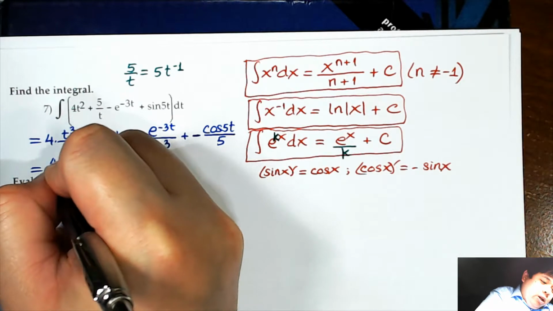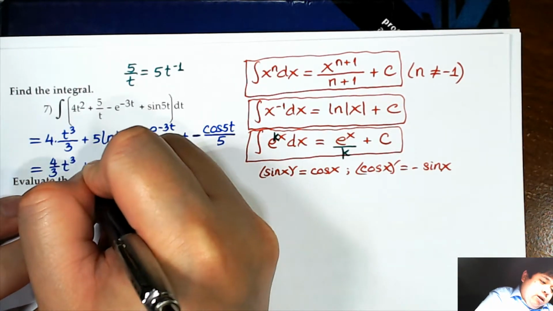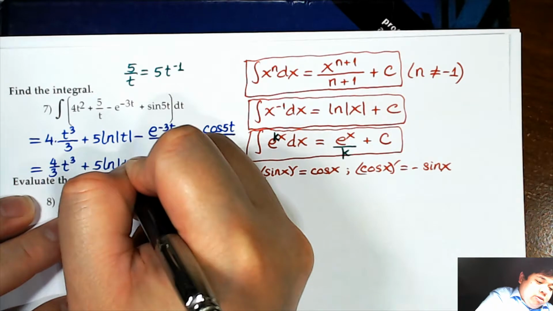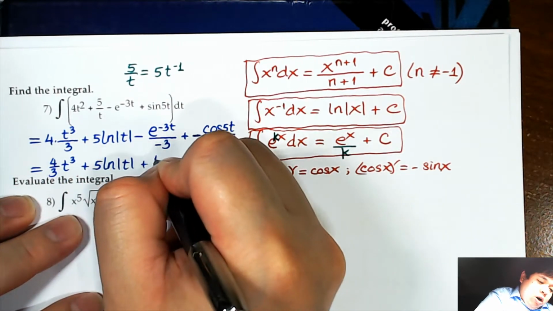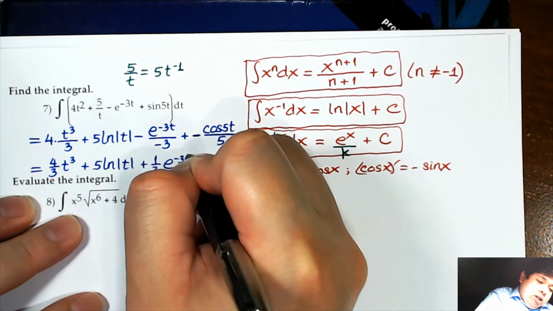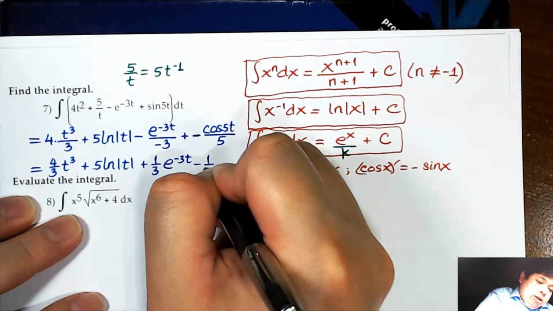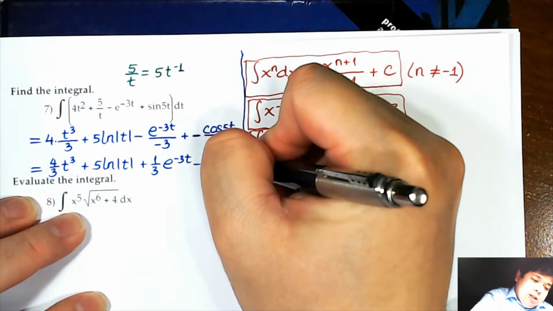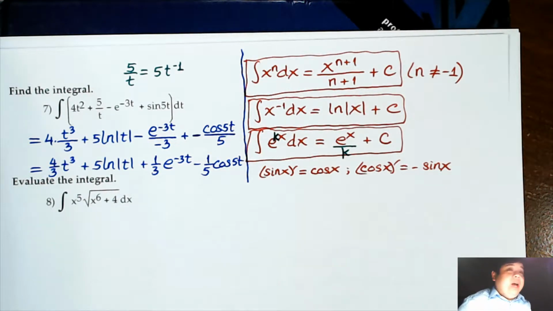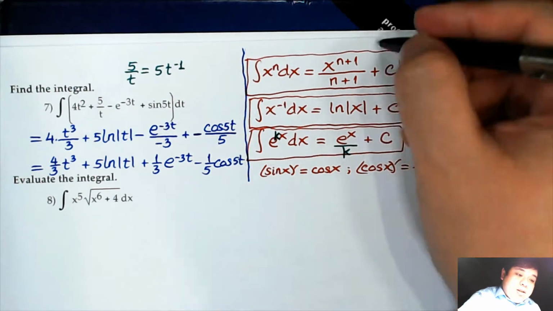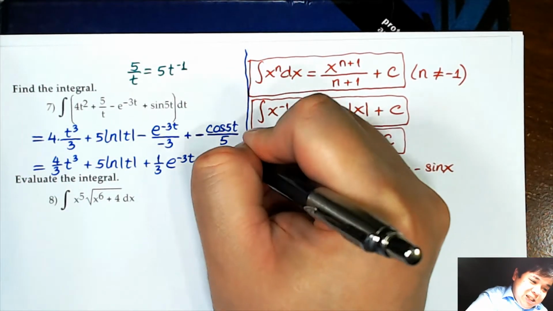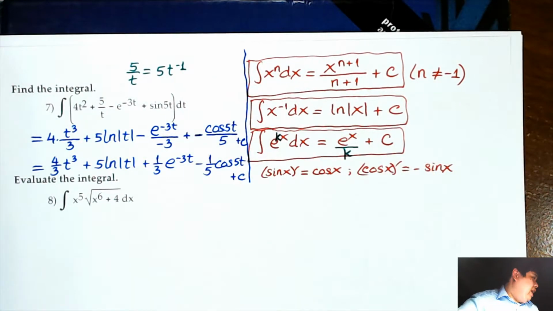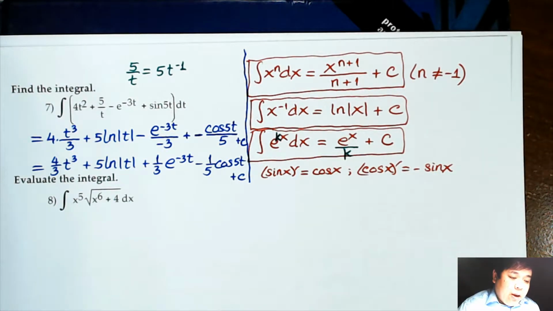So that will be 4 over 3 t cubed, 5 ln of absolute value of t, minus, so that plus 1 over 3 e to the negative 3t minus 1/5 cosine 5t. So that's what we have. Of course, what we're missing is the constant c. Yeah, so don't forget that at the end. Right.